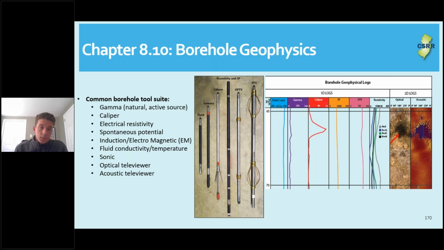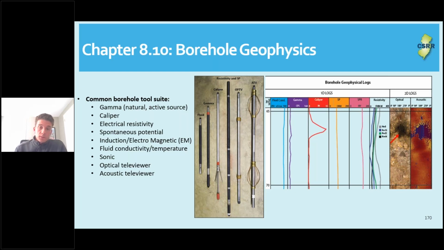We have gamma, which measures the formation radiation, which can indicate clay layers. Caliper tool, which measures the inside diameter of the well and can locate fractures. Electrical resistivity, which uses the same principle as the surface method and measures formation resistivity. We have spontaneous potential, or SP, which measures natural current flow. And we have the induction or EM tool, which again uses the same principle as the surface method and measures formation conductivity, fluid conductivity, and temperature. So this is actually measuring the conductivity of the fluid in the well and its temperature.